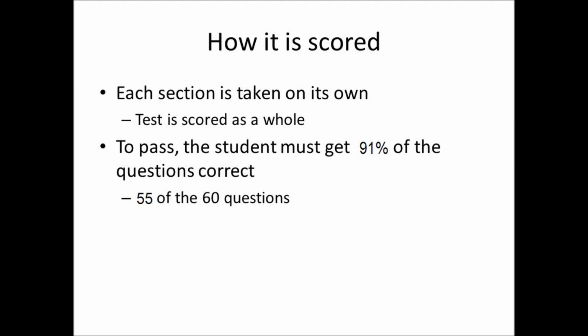In order to pass, the student must receive a 91% or higher. This is a higher pass rate than in previous years. It was 85% and it is now 91%. This means that you must get 55 of the questions correct out of 60. This does mean, however, that if you do poorly on one section of the test, but you ace the other 3 sections, you might still be fine. But again, your goal is to get a minimum of 55 questions correct to pass.